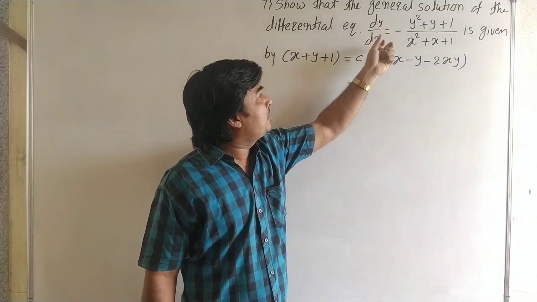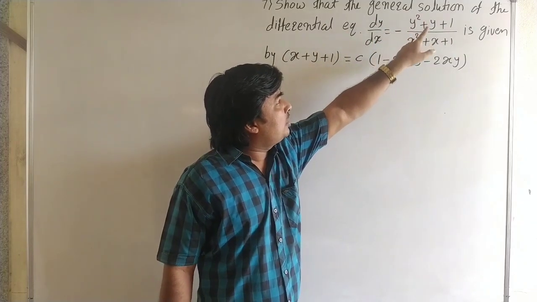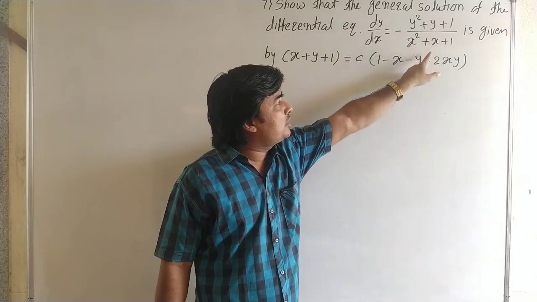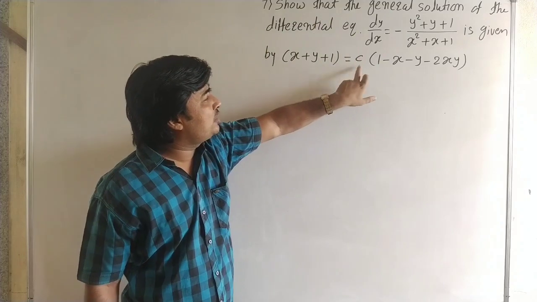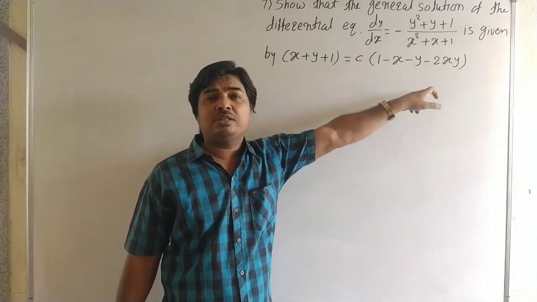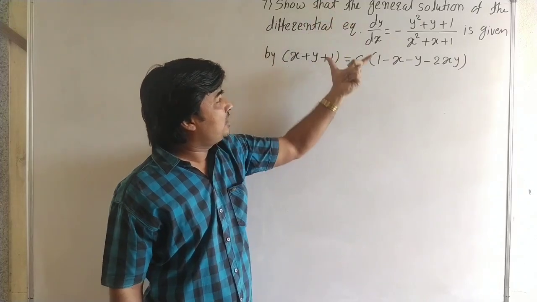That means the given differential equation is dy by dx equals minus (y square plus y plus 1) upon (x square plus x plus 1), and the solution is x plus y plus 1 equals c into (1 minus x minus y minus 2xy). We have to prove that the solution of this differential equation is this.